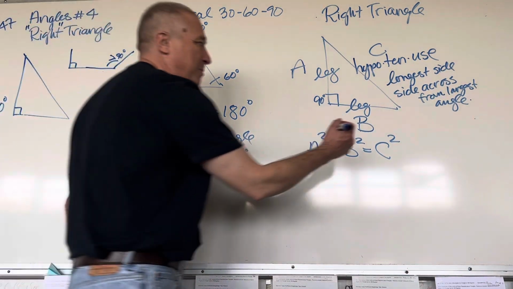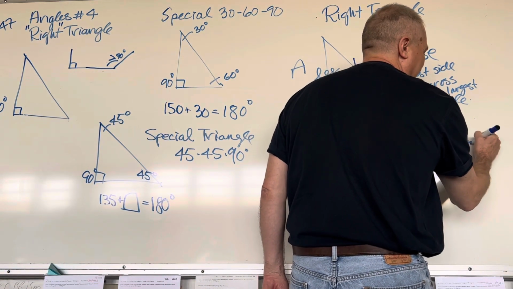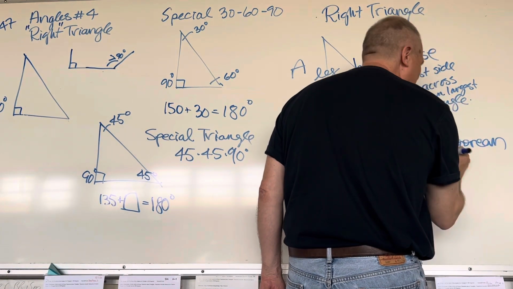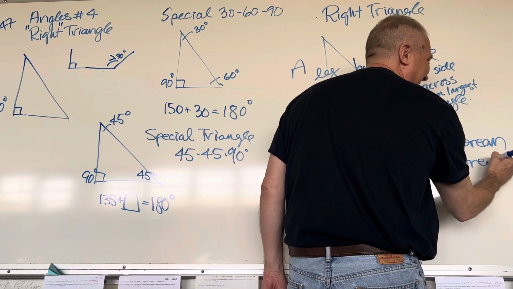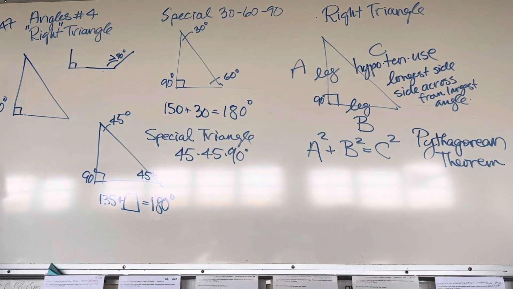A strange name. It's called the Pythagorean theorem. Everybody say Pythagorean theorem. Why is it such a weird name? Because it's some guy's name from 2,000 years ago.